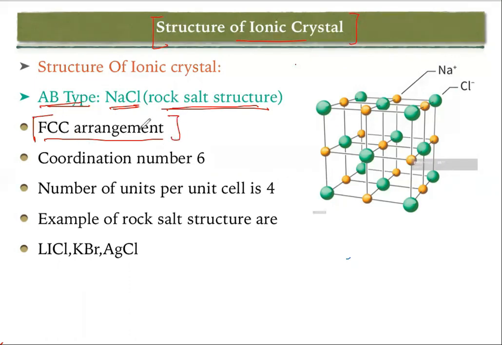Okay. FCC, as you already know, has atoms present at the corners as well as the faces. Now the best example is NaCl. If you look at this picture of NaCl, the chlorine atom is bigger in size than the sodium atom. So what will happen? Chlorine will occupy all the corners and faces. Okay. Now sodium, as the size is very small, will occupy the edges and the center.